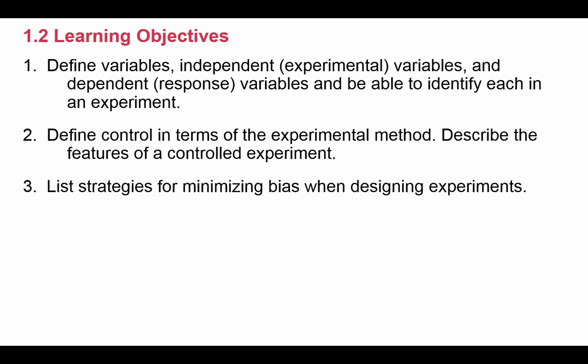In section 1.2 of chapter 1, which begins on page 8 of your textbook, we're going to look at the following learning objectives. We're going to define variables, independent variables, and dependent variables, and identify them in an experiment. We're going to define control in terms of an experimental method and describe the features of a controlled experiment. And finally, we're going to list the strategies for minimizing bias when designing experiments.